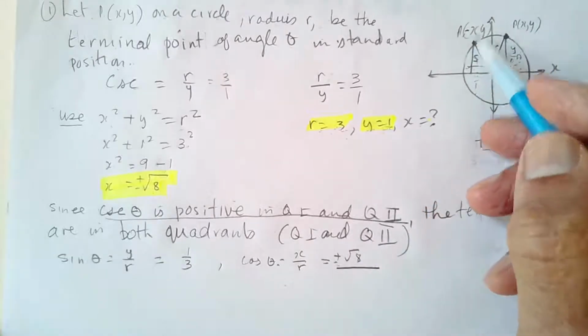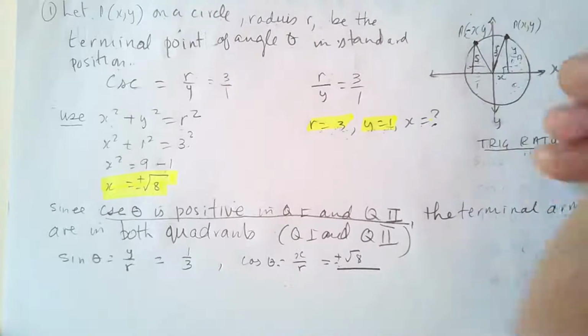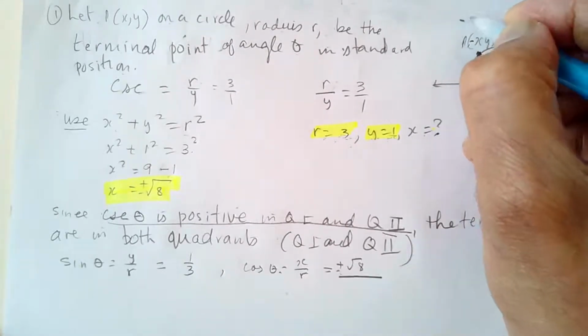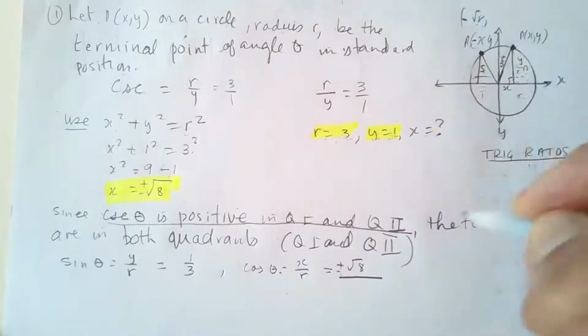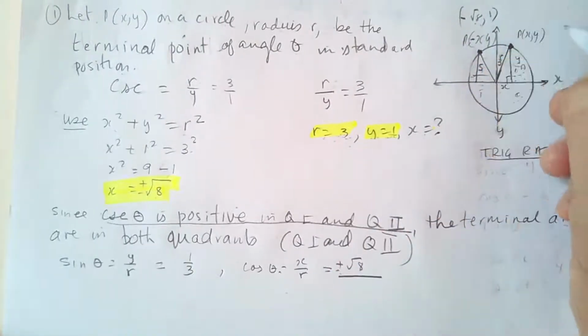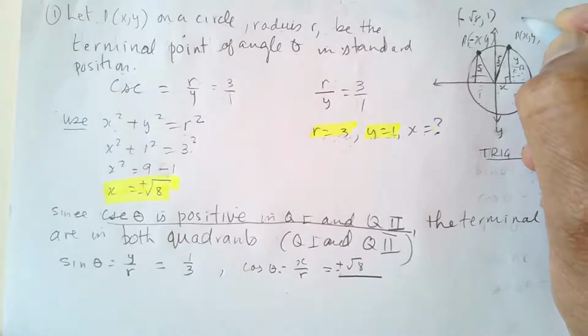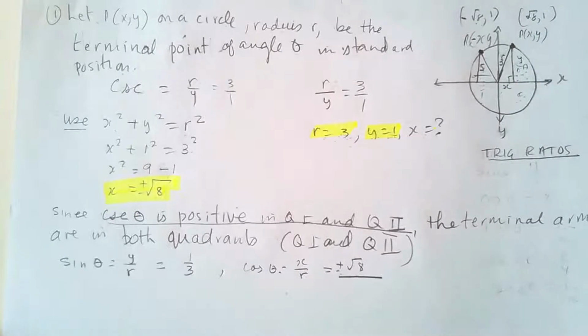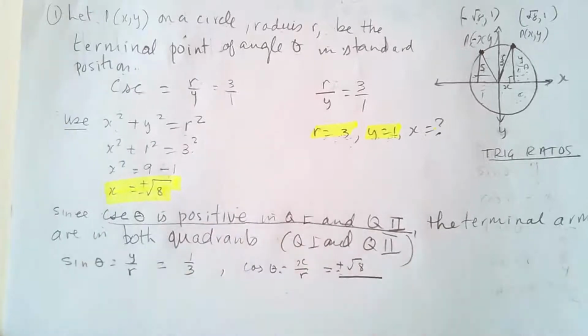So this point here, if you can write it in here, is negative root 8, y is 1. And over here is positive root 8, y is 1, because that's our x and y values.